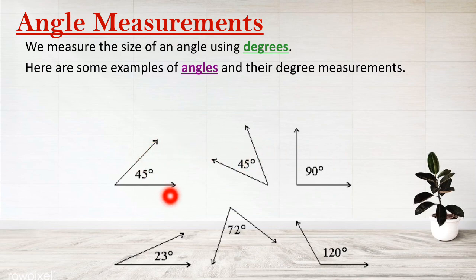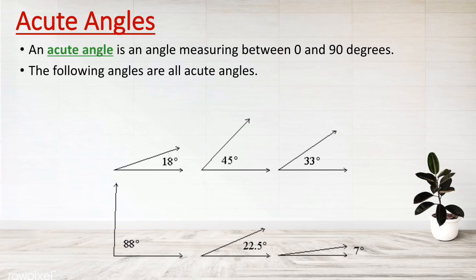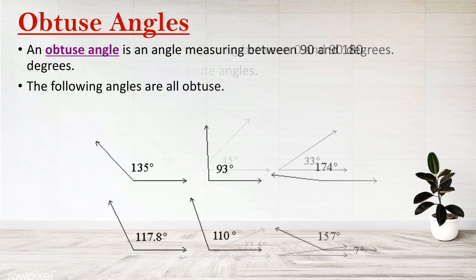So you can see that this angle is 45 degrees, the measurement of this angle is 90 degrees, and the measurement of this angle is 120 degrees. Now students, there are certain types of angles. The first one is the acute angle. Acute angles are those angles that are less than 90 degrees, or whose measurement is between 0 and 90 degrees. All these angles are less than 90 degrees, so these are acute angles.